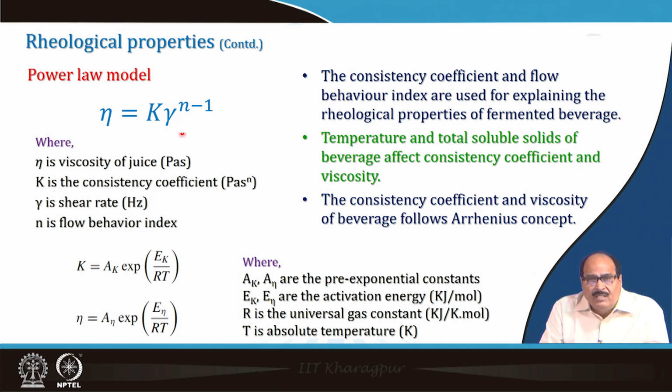The consistency coefficient and viscosity of the beverage follow the Arrhenius concept. Like K, the consistency coefficient, is equal to A_K exponential E_K by RT. That is the general equation, K is equal to A e to the power E by RT. Same thing here for eta, the viscosity, equal to A_eta exponential E_eta by RT. A_K and A_eta are the pre-exponential constants, E_K and E_eta are the activation energies, R is the universal gas constant, and T is the absolute temperature.